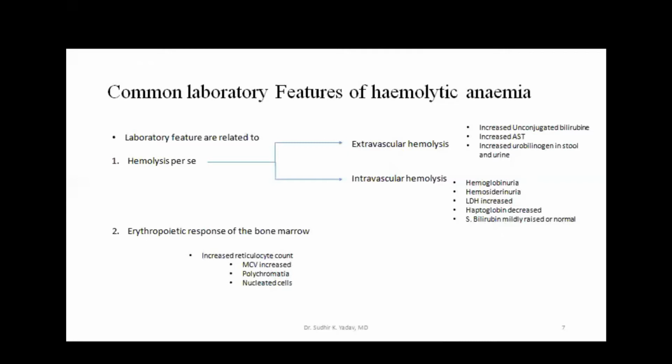But one thing you can remember: if MCV is more than 116, then it is mostly B12 deficiency. In hemolytic anemia, you get an MCV in the range of 100 to 106, not more than that. This increase in MCV is due to the reticulocytes, and reticulocytes are a definite number. Not every RBC is a reticulocyte.